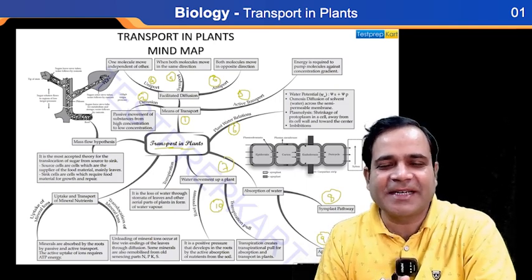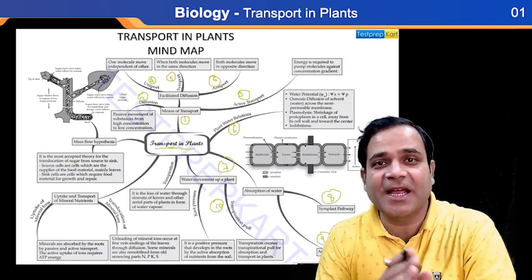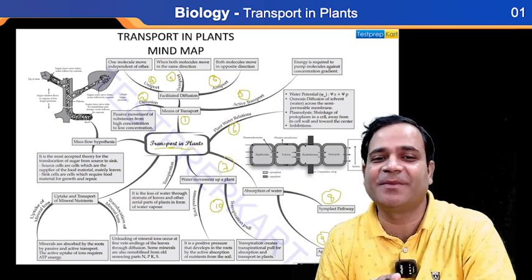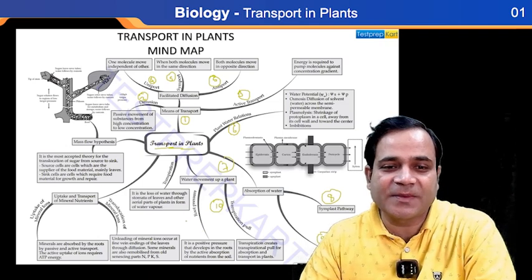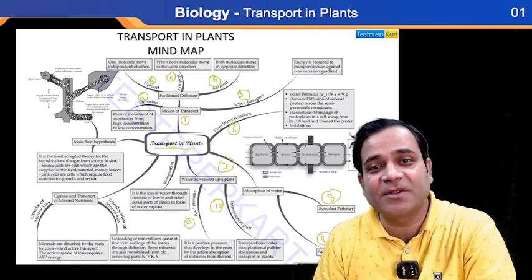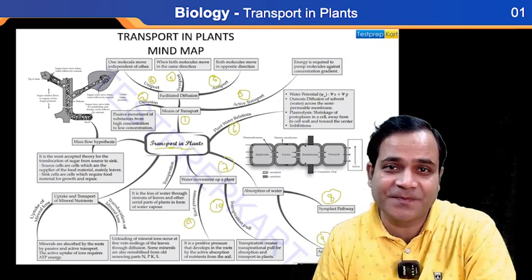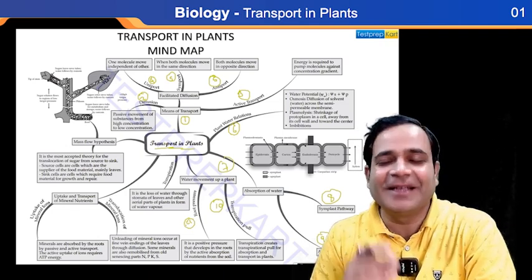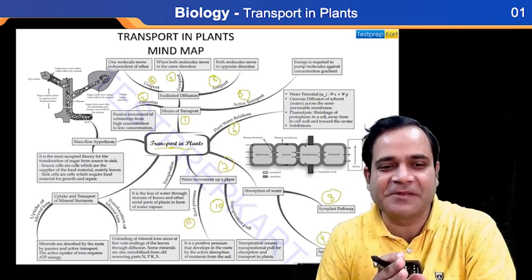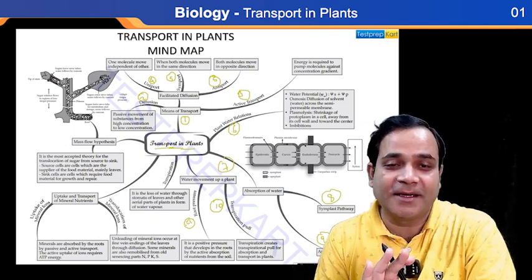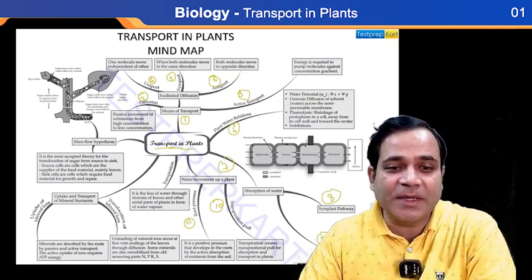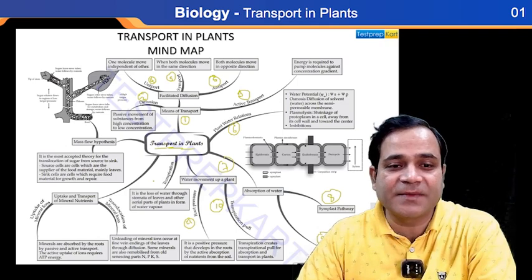So try to understand what we should understand in this topic. This one is a very important thing to know here, my dear. Now, next thing is root pressure, my dear. If I'm saying root pressure, it means what, I will tell you in detail. Wait a moment. I will just give you a sequence of how we should understand this mind map.